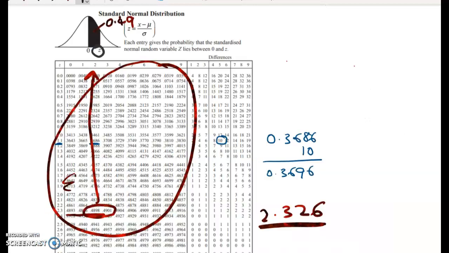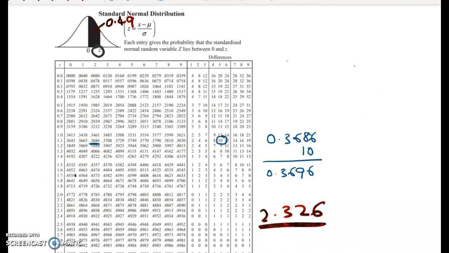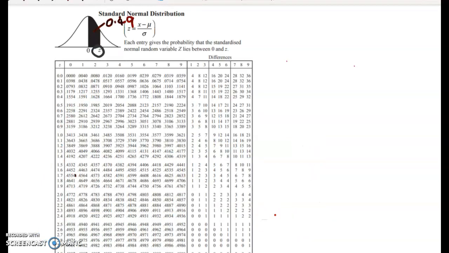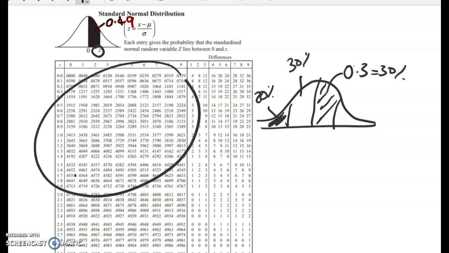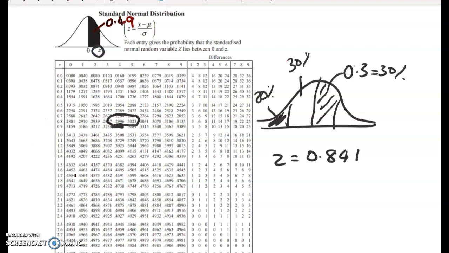So again, we're going to go hunting in our normal distribution table. Right, we want 20% in that bottom tail. So if I want 20% there, that means I want 30% here. Using the symmetry of the graph, that means I'm looking for 30% or 0.3 here. So I'm going looking in here to find 0.3. And here it comes. So it's at 0.841. So z equals 0.841, maybe 0.842. I think I've said 0.841 when I did this.